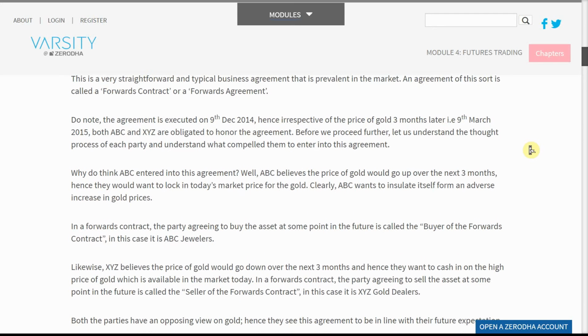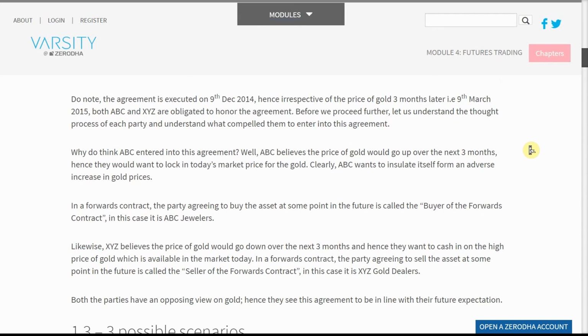Note that the agreement is executed on the 9th of December 2014. Hence, irrespective of the price of gold 3 months later, i.e. the 9th of March 2015, both ABC and XYZ are obligated to honor the agreement. Before we proceed further, let us understand the thought process of each party and understand what compelled them to enter into this agreement. Why do you think ABC entered into this agreement?